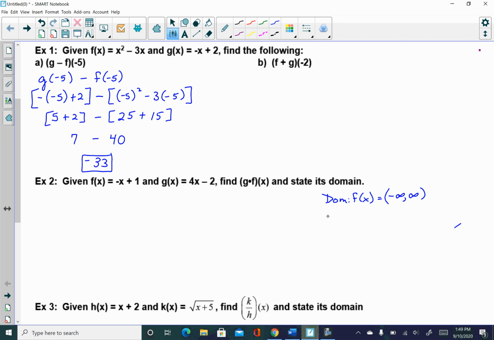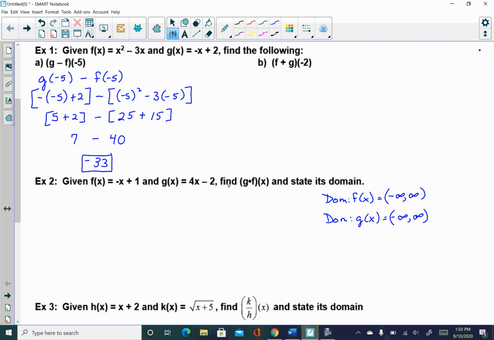And then let's also look at my g function. So the domain of g of x, also a straight line, right? Y-intercept at -2, and then I've got a slope of up 4 over 1. So it's also just a straight line. So my domain there is going to be negative infinity to positive infinity. All right, so now let's actually come over here and find what it asks.